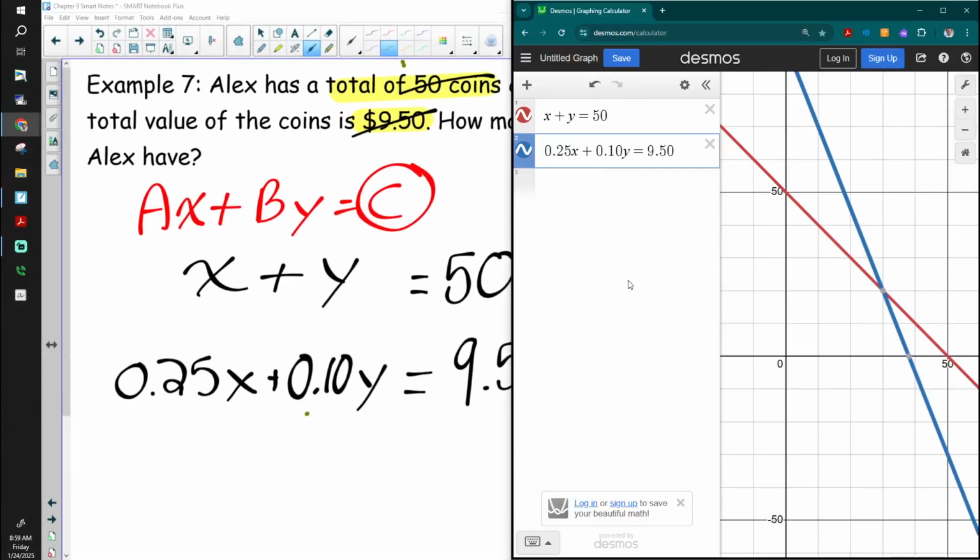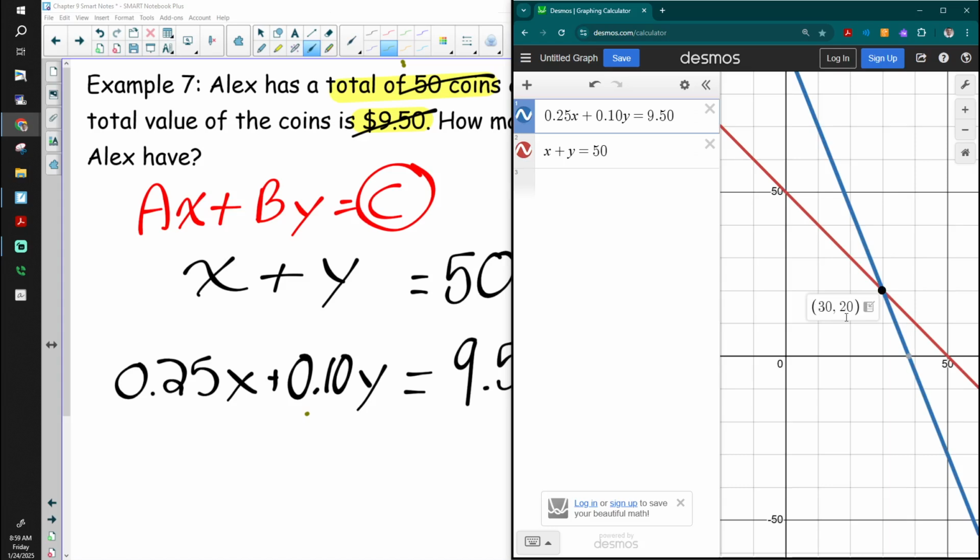This is what it looks like. I know I lied. I put it in. Here's my first equation, my second equation. Again, if I put them in the other way, it doesn't change anything. The point where my two lines meet is this gray point right here. If you're not seeing the gray point, it's because you're not clicked on. You just have to click on the line and it'll show up. I have the point 30, 20.